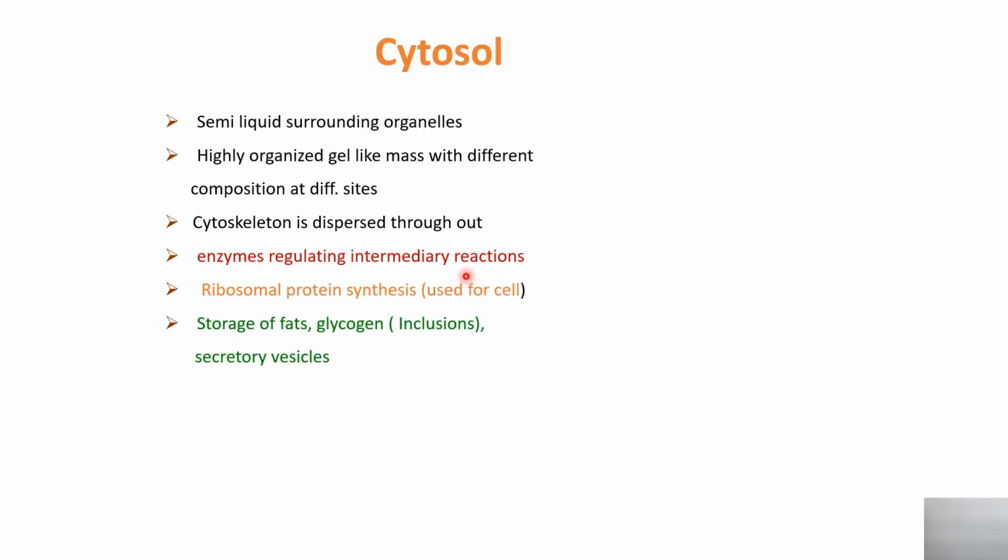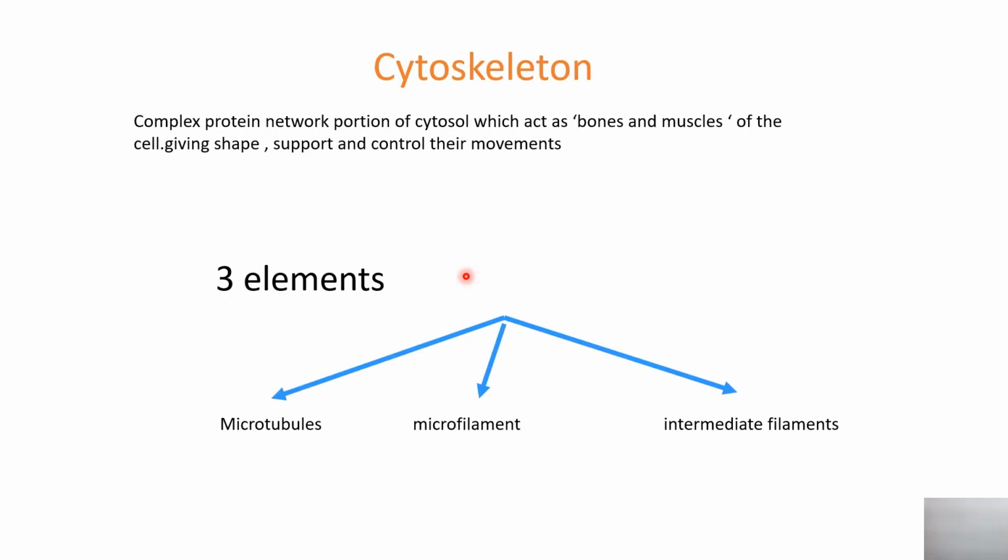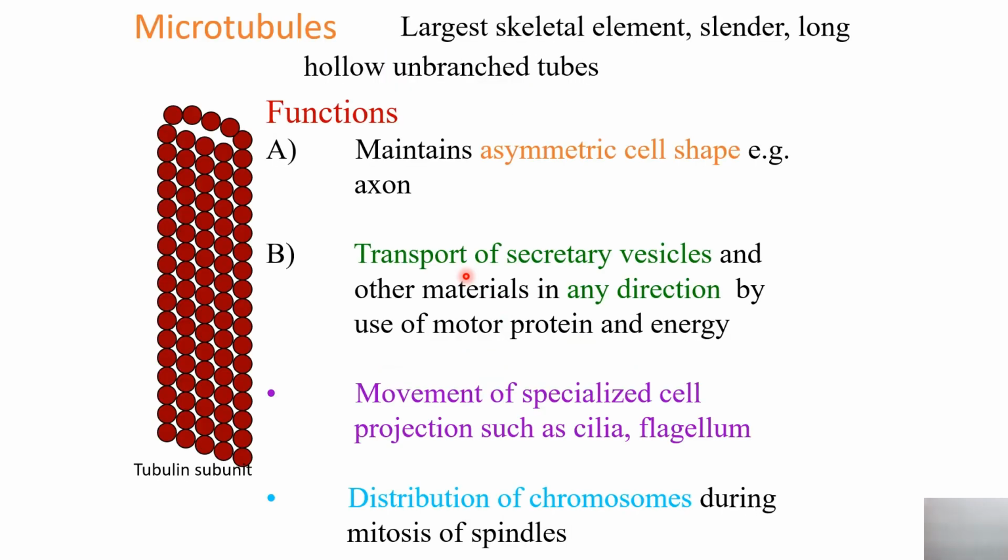Cytosol. Cytosol is the semi-liquid surrounding organelles, a highly organized gel-like mass with different composition at different sites. Cytoskeleton is disposed throughout, enzymes regulating intermediary reactions, obviously ribosomal protein synthesis, storage of fats, etc. They can be differentiated into intermediate filaments, microfilaments, and microtubules.